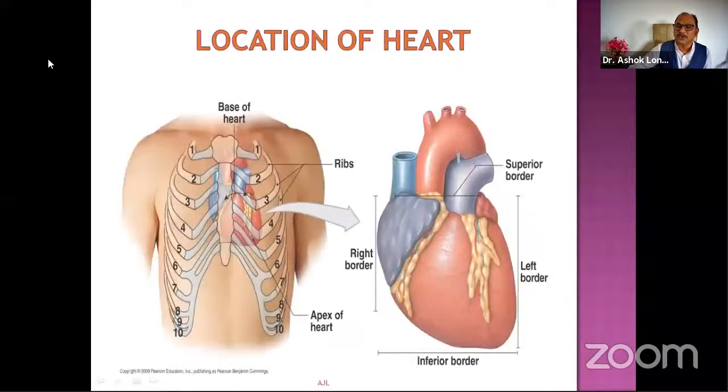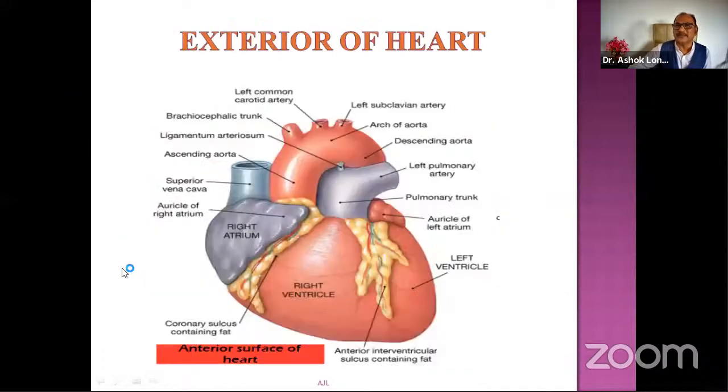The location of the heart: it is in the thoracic cavity, extended from the second to fifth intercostal space. It has a right border, left border, inferior border, and superior border. The exterior of the heart is similar to the diagram I just showed you. There is only one very important structure, and in this diagram, this is the ligamentum arteriosum.